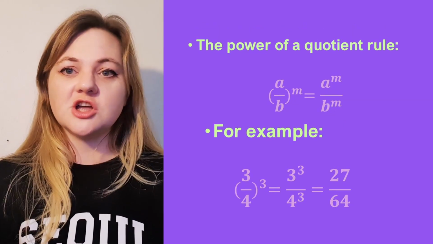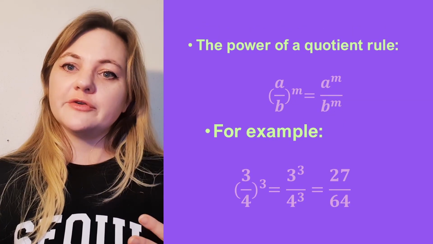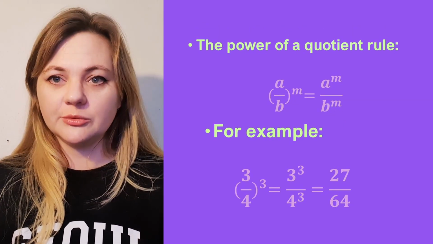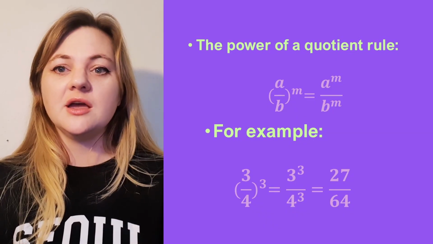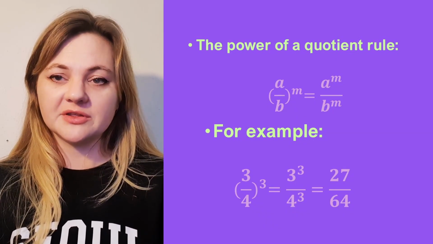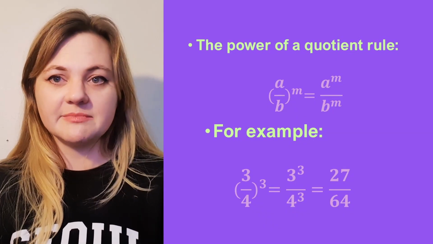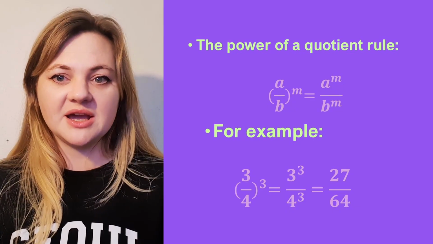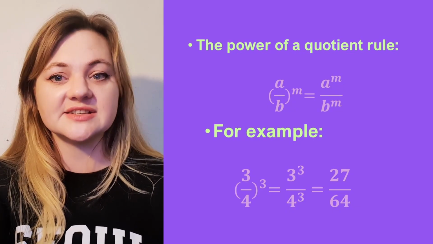Okay, here's an example of that. 3 over 4, to the power of 3, so 3 to the power 3 over 4 to the power 3, and then you just simplify both of those, so then it becomes 27 over 64.